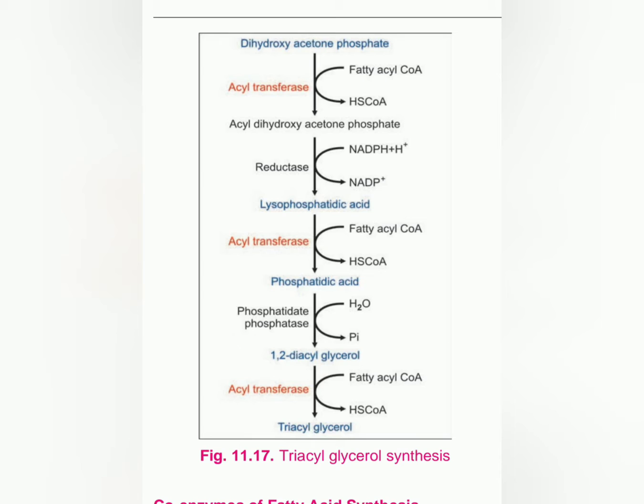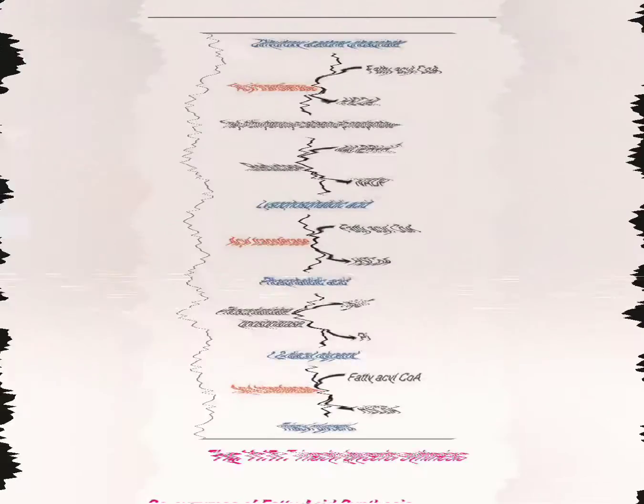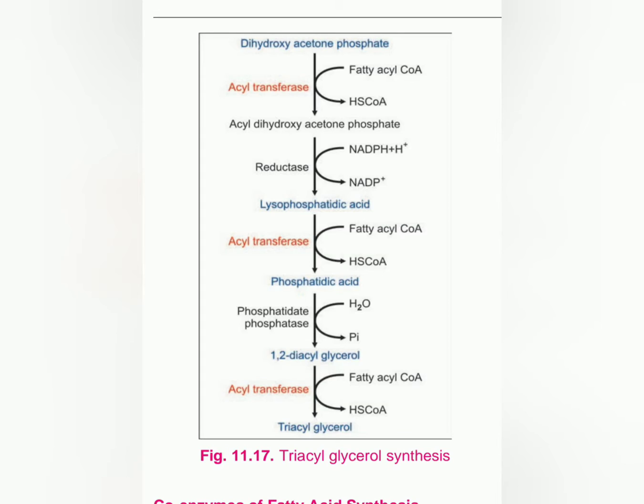This is the reaction for the triacylglycerol synthesis. It is synthesized from dihydroxyacetone phosphate. The common enzyme used is acyl transferase. The cycle starts from dihydroxyacetone phosphate to lysophosphatidic acid.